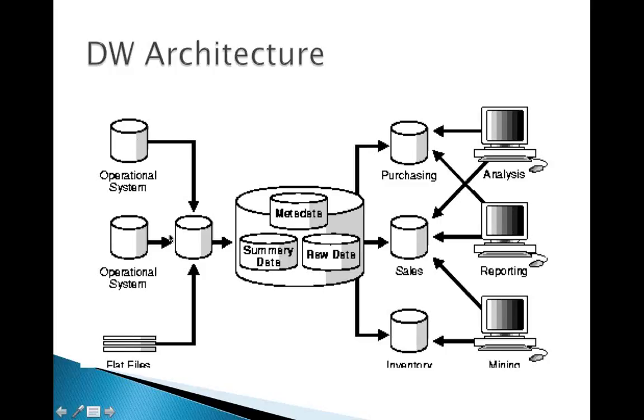This raw data, we are moving into a staging area. This is called the staging area. Staging area is nothing but somewhere we are storing the data. That raw data we are storing here. We are moving this raw data into the data warehouse. We can also say this data warehouse is a repository. Repository means it stores some metadata also.